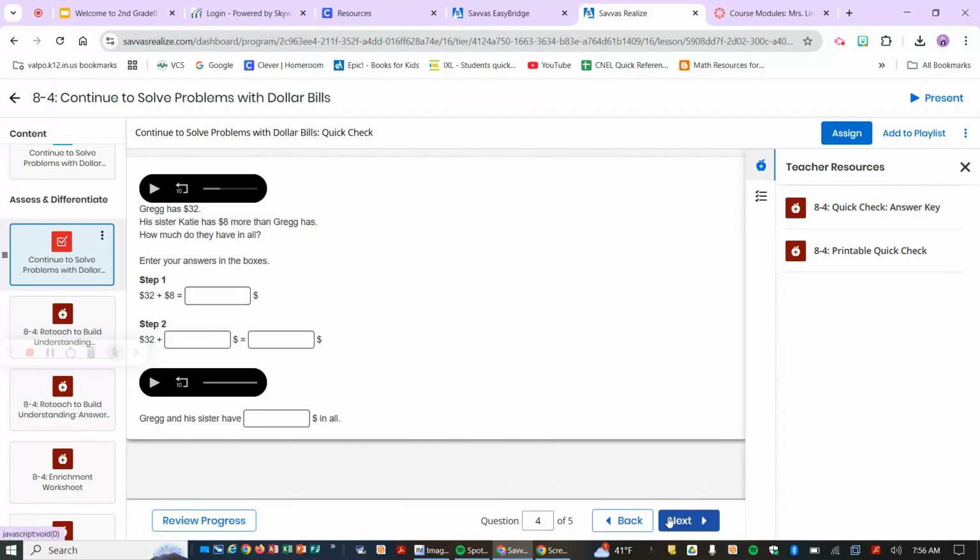Number 4. Greg has $32. His sister has 8 more than Greg has. How much do they have in all? Okay, this shows you exactly how to complete the steps. 32 plus 8, put your answer here. Then you're going to take this answer and drop it into this spot. So you're saying 32 plus your answer from here equals blank. That this blank and this blank should be the same.